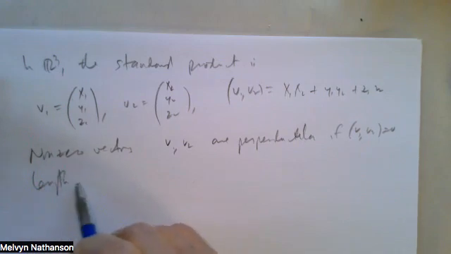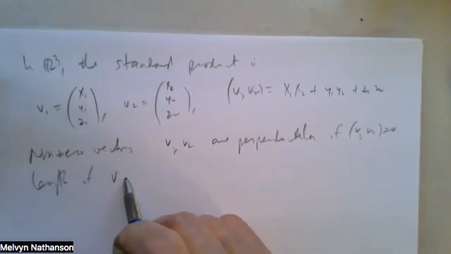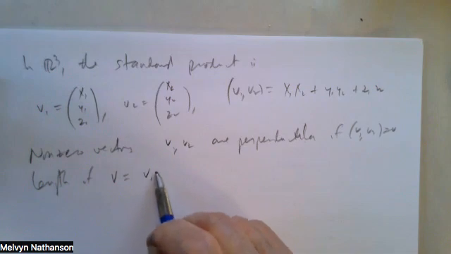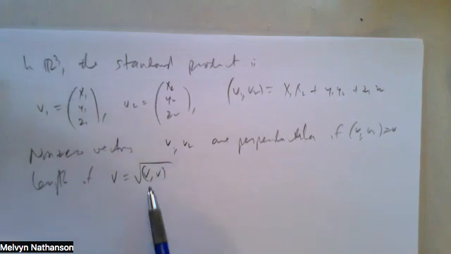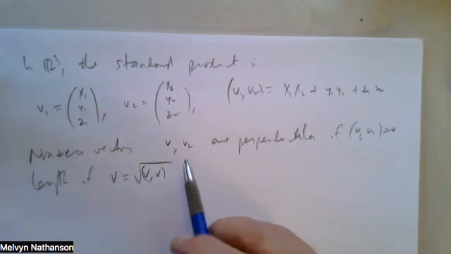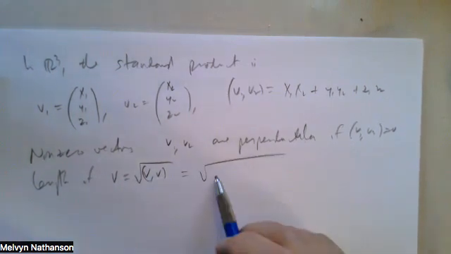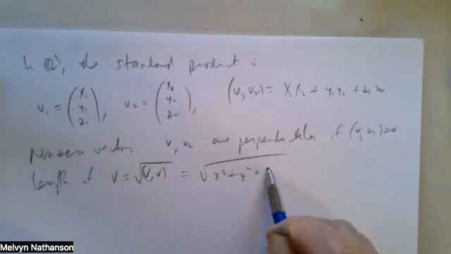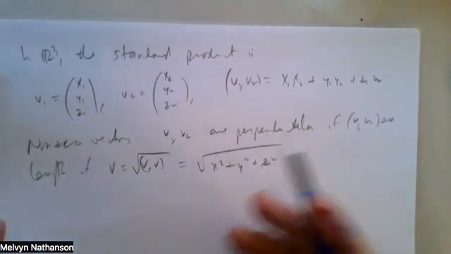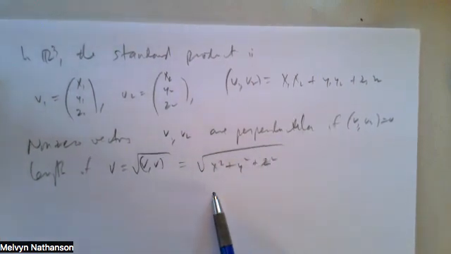The length of the vector V is the square root of the inner product of the vector with itself, which if V has coordinates x, y, and z, is exactly the square root of x squared plus y squared plus z squared, which is how you define the length of a vector in Euclidean space to begin with.